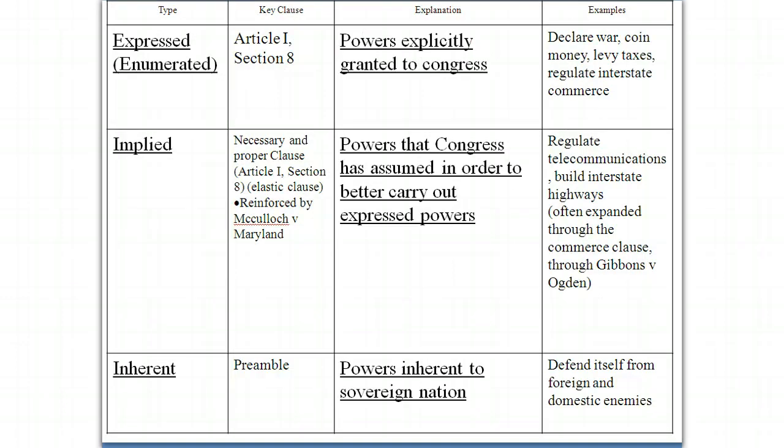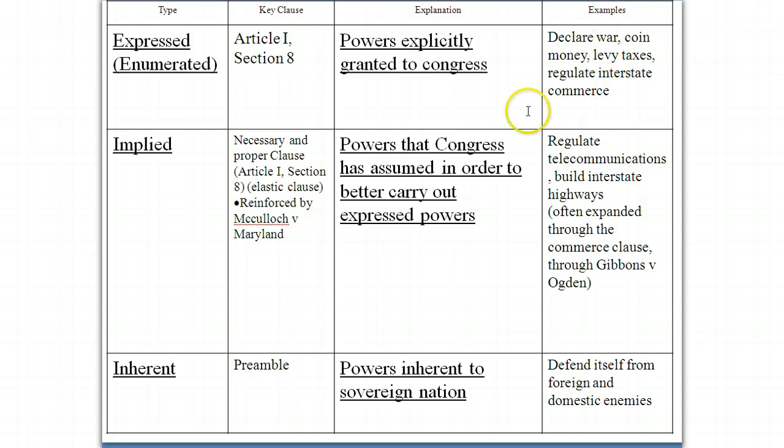In our next section, we're going to start by looking at what specific powers are held by the different parts of government. So we're going to start with what powers are given to the national government in the Constitution. This top row refers to the most basic type of power given to the national government, the expressed powers, or the enumerated powers, which basically means the powers explicitly granted to Congress in the Constitution. They are specifically listed. We can read them. They're in Article 1, Section 8, and they are things like declaring war, coining money, levying taxes, regulating interstate commerce. These are the powers specifically given to the national government.